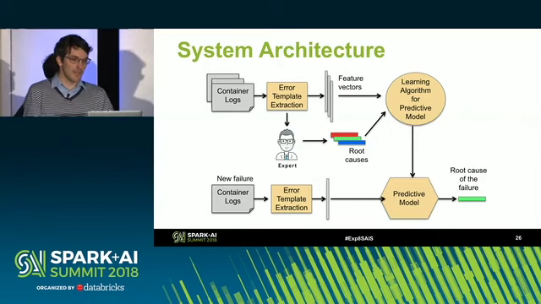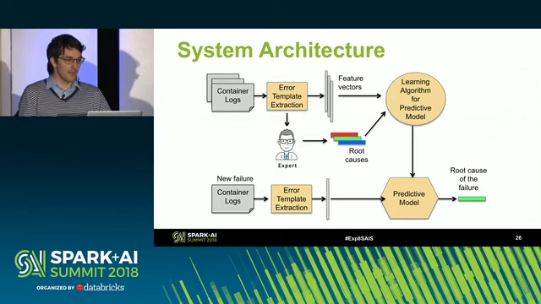So let us come back to the system architecture. I talked so far about how we collect the feature vectors and how we collect the labels. Given that we have these two, we can use a supervised learning algorithm to build a model which can be used for prediction. Then, given a new failure scenario, we can similarly parse the logs, obtain the feature vectors, and given this feature vector, use the predictive model to predict the root cause.